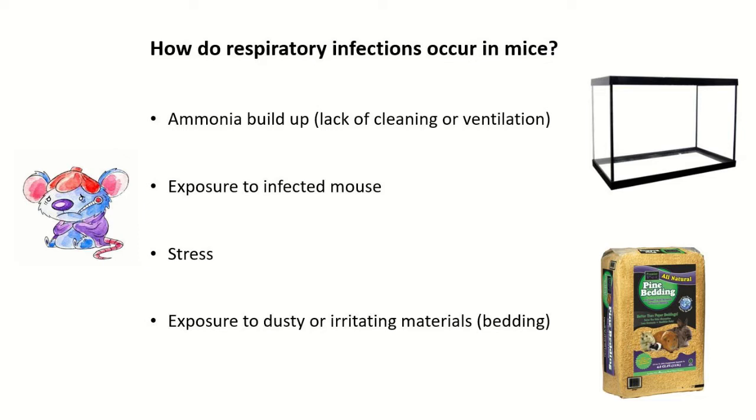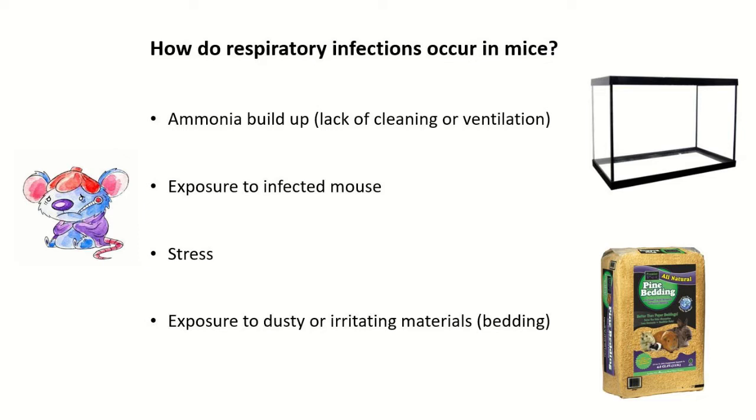Two of the main reasons your mice may be getting respiratory infections are either ammonia buildup or perhaps introducing new mice that have already been infected themselves, and this is why it's very important to quarantine mice before you introduce them to existing mice.